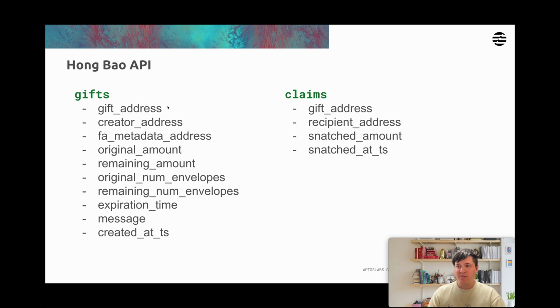We also want a table for claims. This has less information in it. Essentially every time someone claims, we want there to be a row, one row per gift and per recipient. That includes information about how much was snatched and when it was snatched.